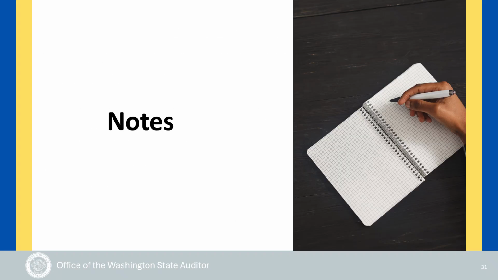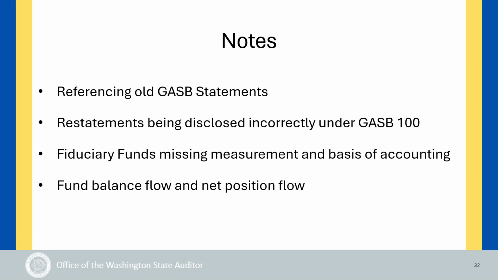Moving on to the notes. The most common problems we see in the notes are referencing old GASB statements, restatements being disclosed incorrectly under GASB 100, fiduciary funds missing measurement and basis of accounting disclosures, and fund balance and net position flow assumptions.